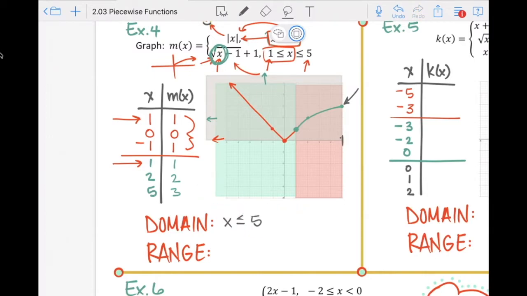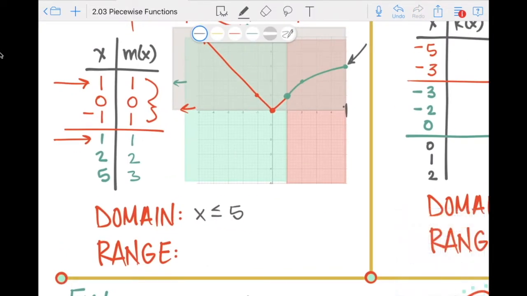If we were to write that in interval notation, we do need to include the negative infinity. So you can never equal negative infinity, so we need a parentheses, and then we go all the way to 5, and it includes 5, so we need a bracket.